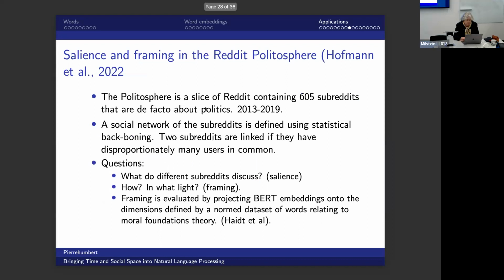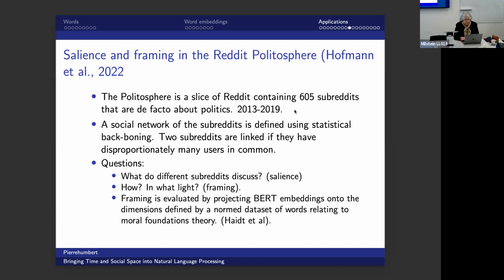Okay, so now we're going on to a more advanced paper. So Valentin Hoffman, who's one of my DPhil students, put together a data set which is distributed. It's all been anonymized. He developed some criteria for a subreddit actually being about politics. Not whether it was labeled as being about politics, but whether it was actually about politics. So that has 605 subreddits that are de facto about politics, over 6 years.